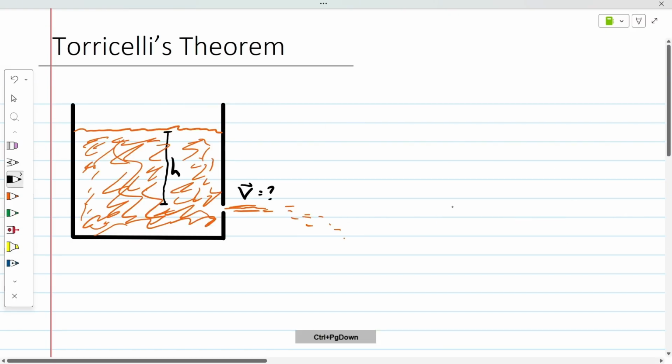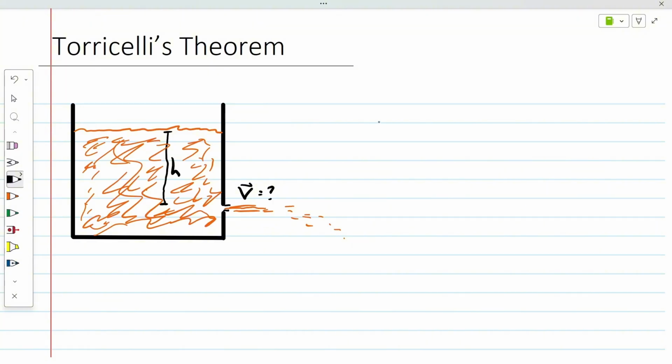Alright. Now let's try to derive Torricelli's theorem. And I think Torricelli is how you say his name. Torricelli, if you're watching, I apologize if I said it wrong. So Torricelli's theorem is basically relating the height of a tank to the velocity that a fluid would be flowing out given that there's a small hole or opening.